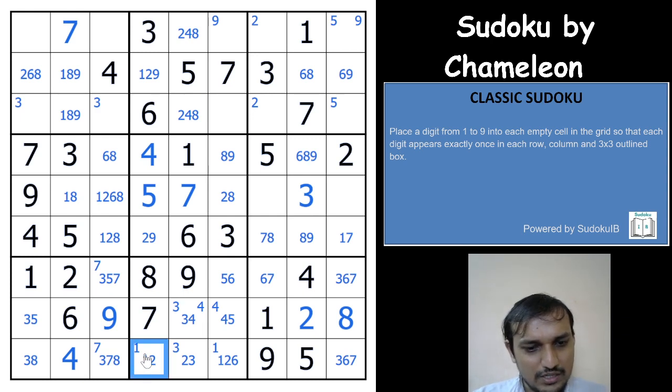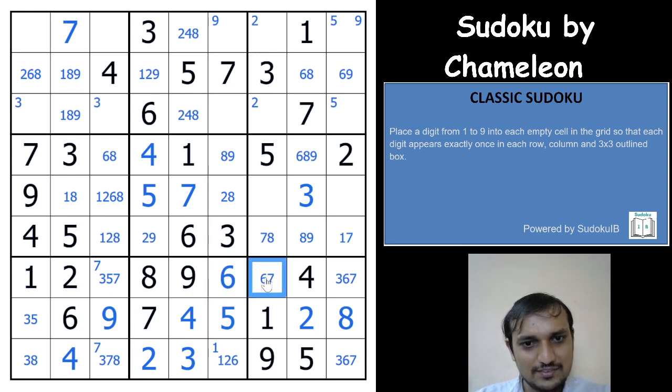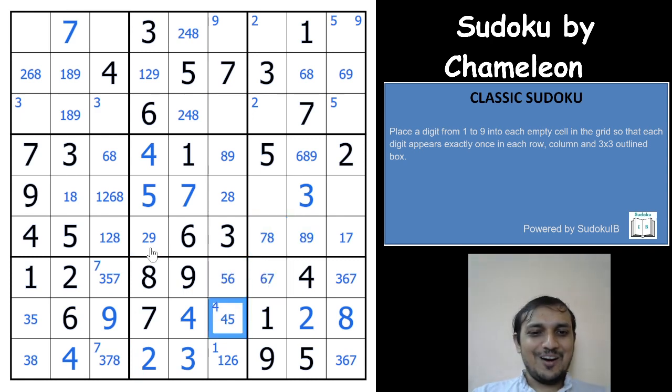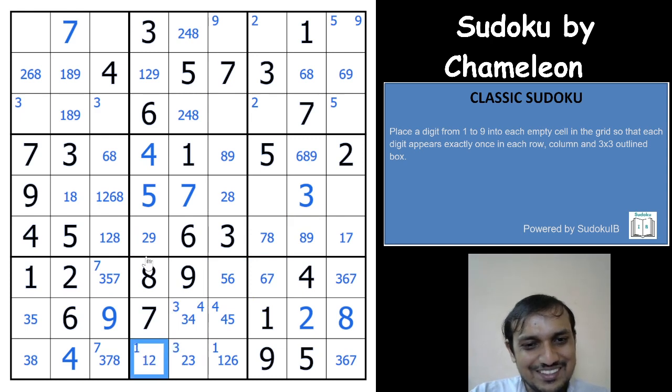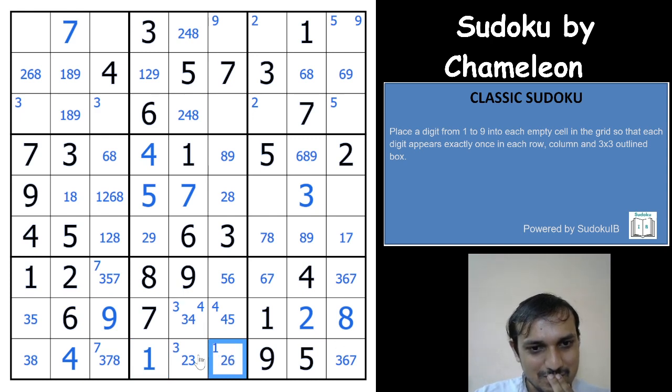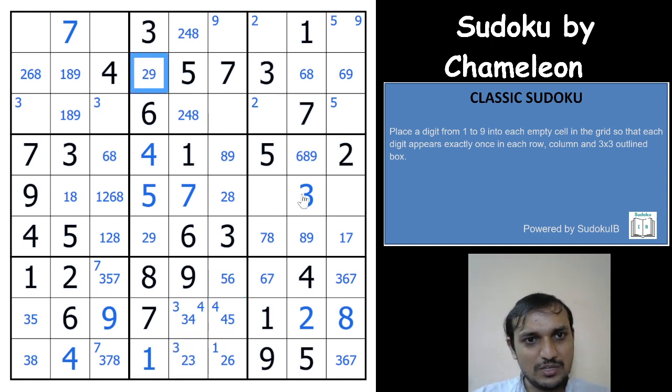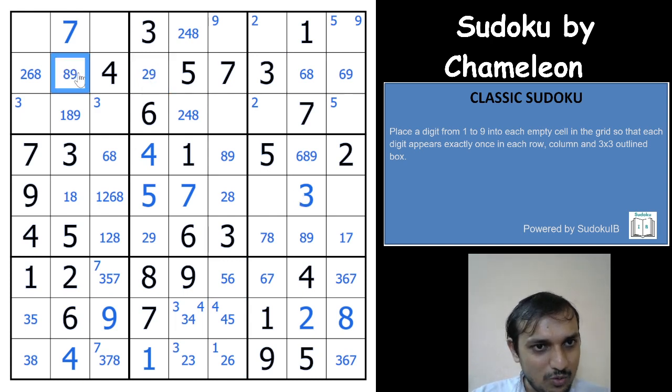If you have a 2 here, this would be 3 4 5 6 7 8 and 9. You cannot have anything here. Amazing, guys, this is something really amazing. So this would have to be 1. Anything else? That eliminates 1 from this cell, so you cannot have a 1 here. This cell is a 1 now.